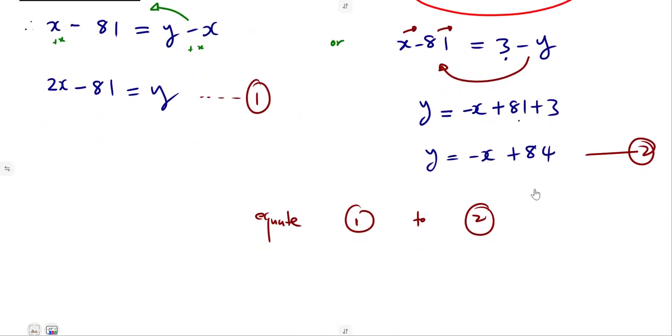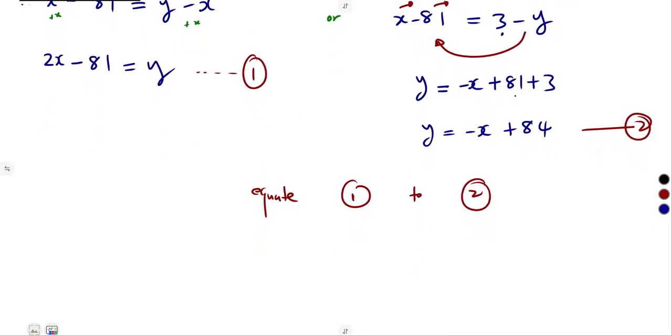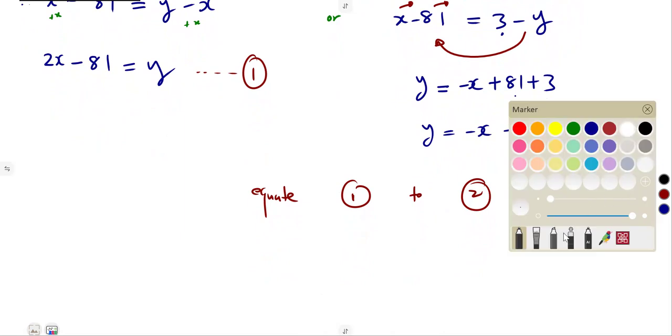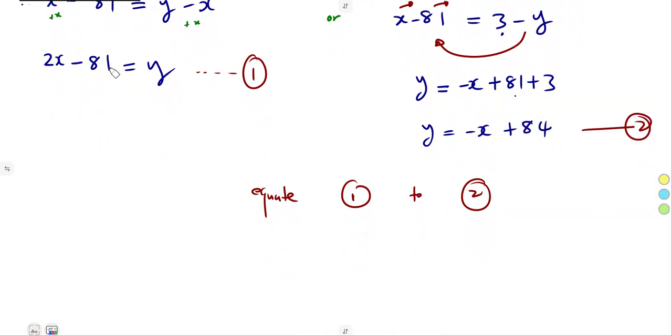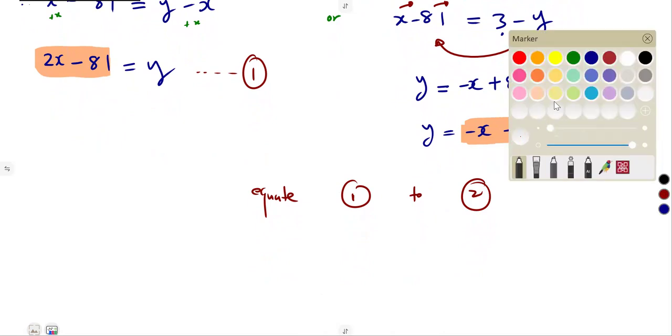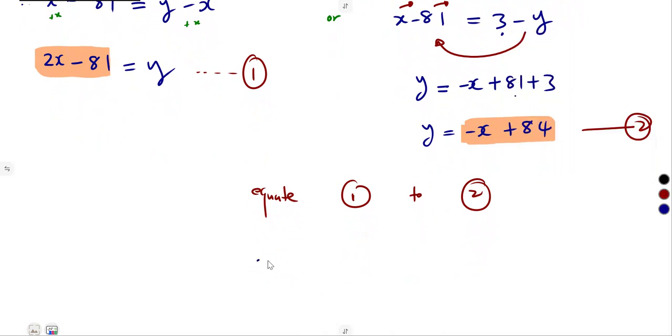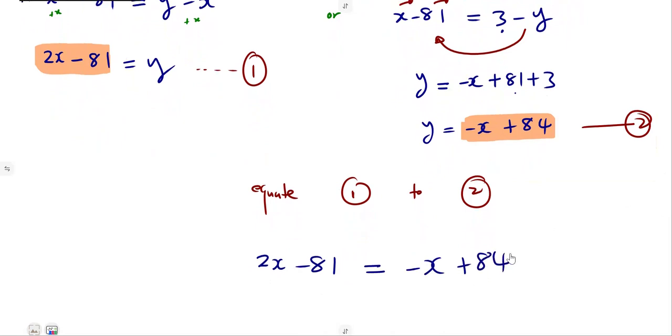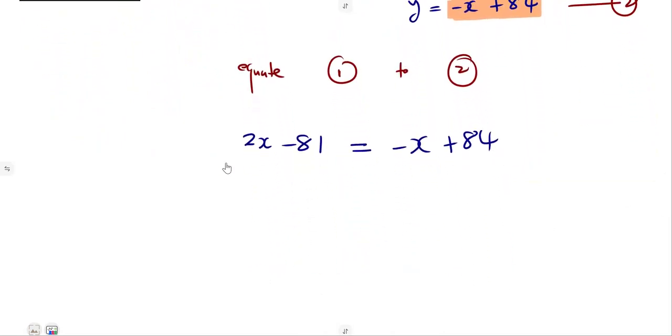So that is equating these. We are simply saying what represents y from equation 1, 2x minus 81, is the same as what represents y in equation 2. Those two can be equated. So that's 2x minus 81 is equal to minus x plus 84. So we can solve for x, as we only have x in our equation.